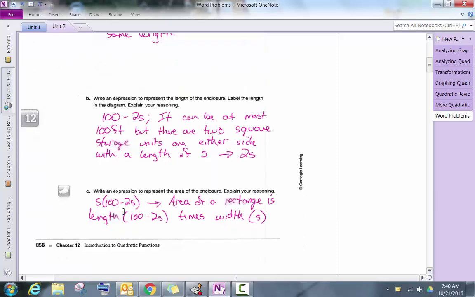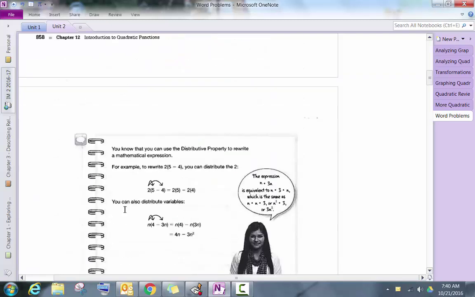And write an expression to find the area. Well, to find the area of a rectangle is length times width. So our length is 100 minus 2S, our width is S, so we multiply the two. So S times (100 minus 2S). We can write it a different way, and we will in a second.